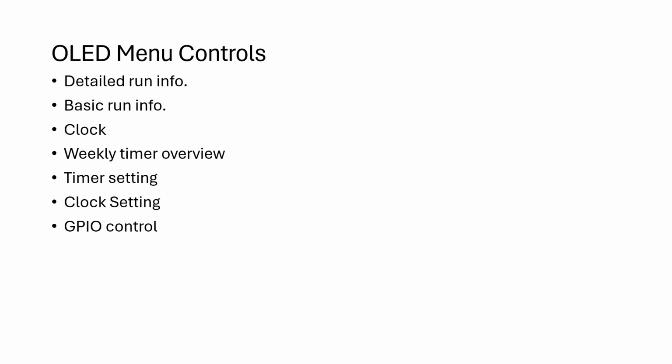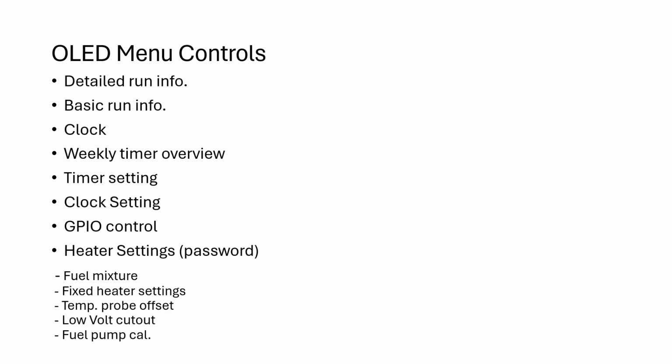You have GPIO control, which can be used as a digital input and output to do other things. One of the clever things that you can do is you can set up an external button to reset the fuel used if so desired. The heater settings, which are password protected, are as follows, which include fuel mixture, the fixed settings, temperature probe offset, the low voltage cutout voltage, and fuel pump calibration.